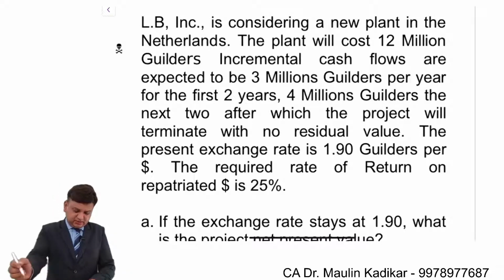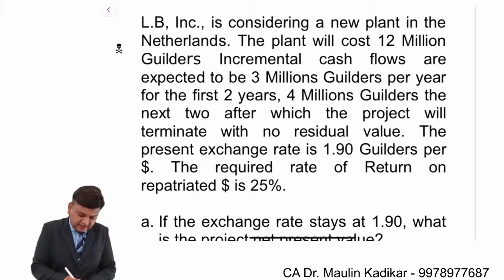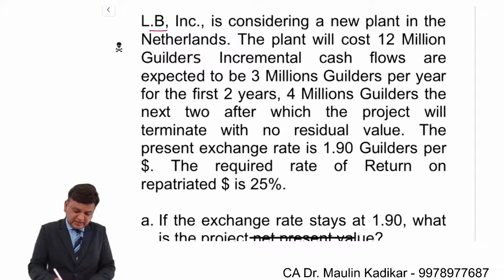Let us see the next question. LP Incorporation is considering a new plant in Netherlands. The plant will cost 12 million guilders.